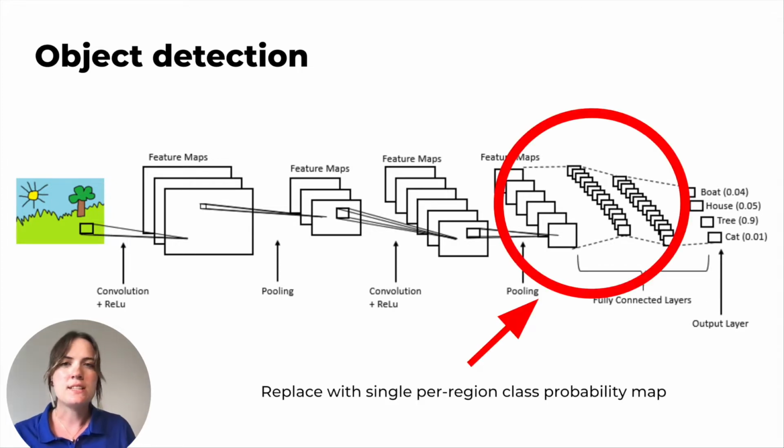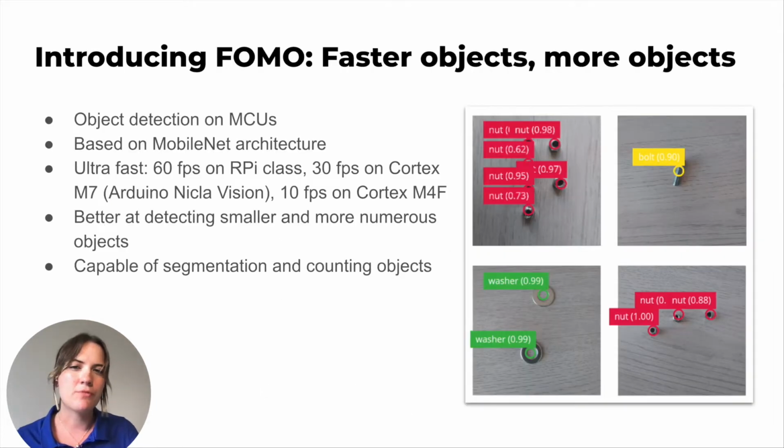So FOMO essentially takes a traditional object detection algorithm and removes these fully connected layers and replaces them with a single per region map. This single per region processing map is much simpler and it works very similar to image classification, but you can still find the location of the object in the image, but not necessarily its size. So in comes FOMO, or Faster Objects, More Objects.